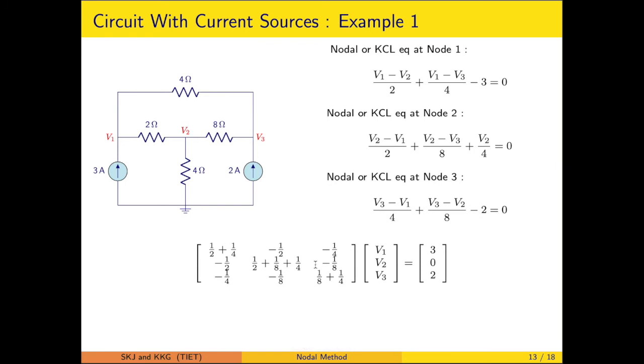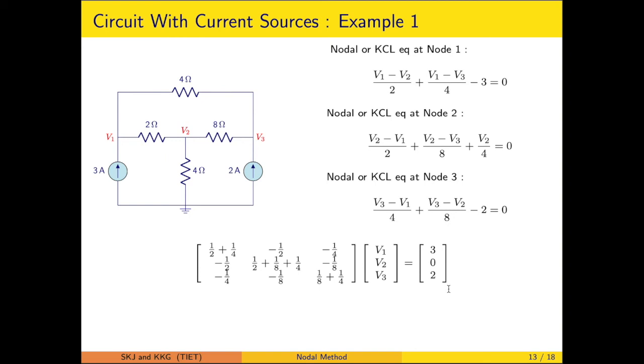Try to summarize this particular equation by inspection. Try to validate the results by eliminating the variables. Find out the value of unknown voltages V1, V2, V3 by the matrix inverse technique or by Cramer's rule.